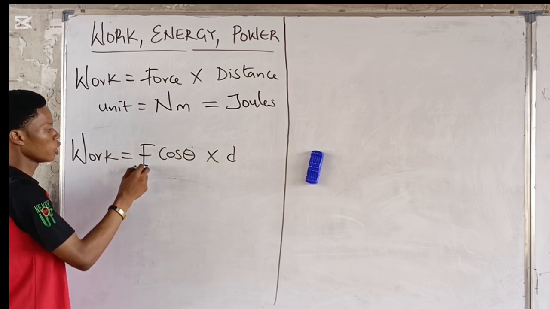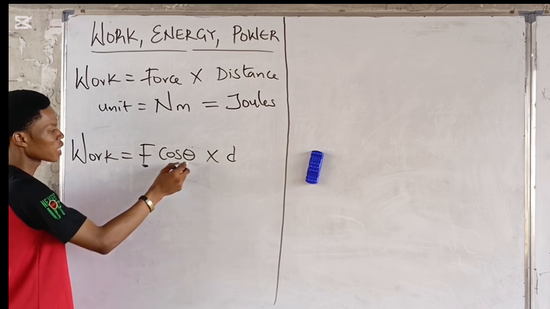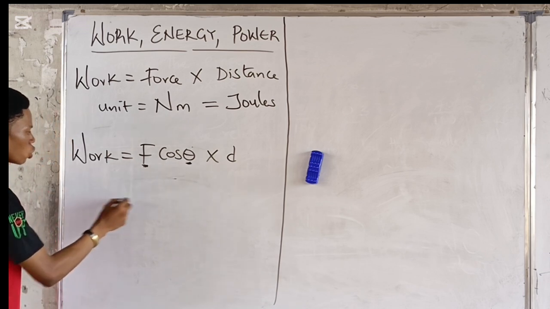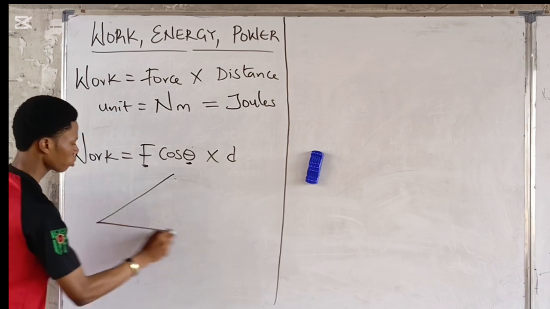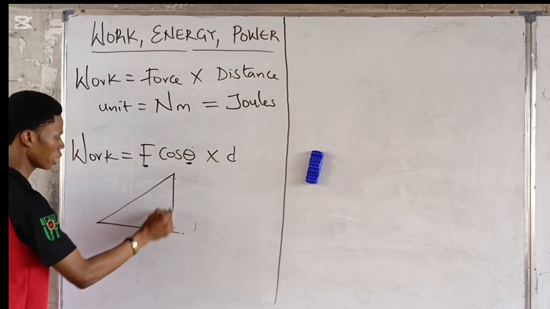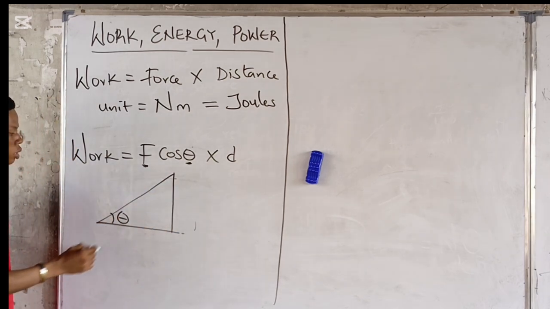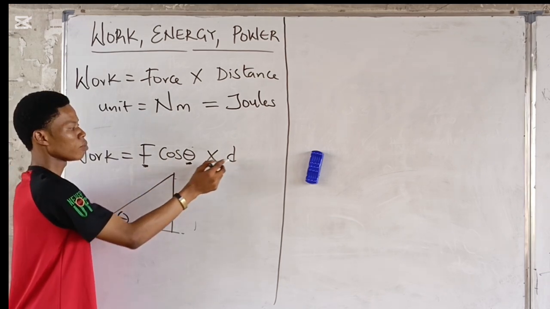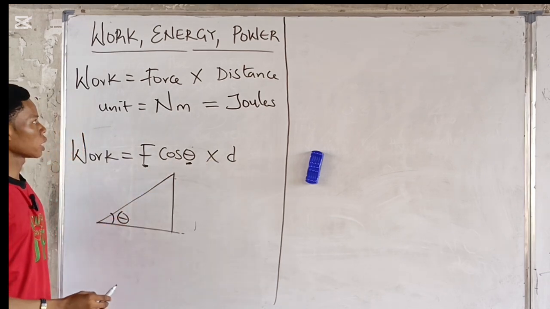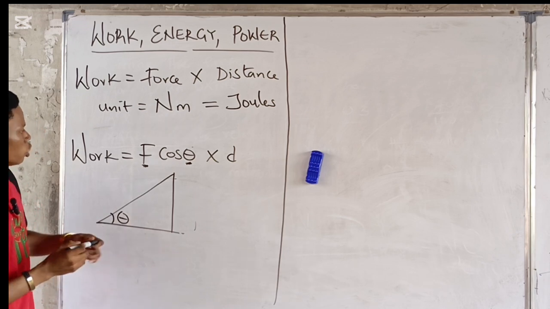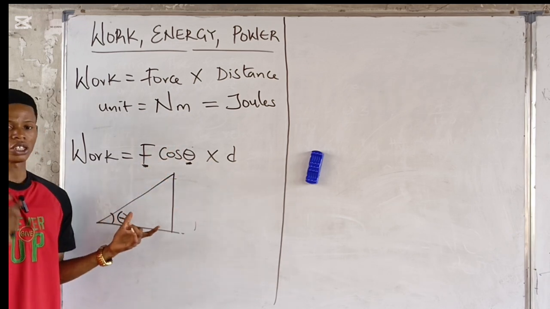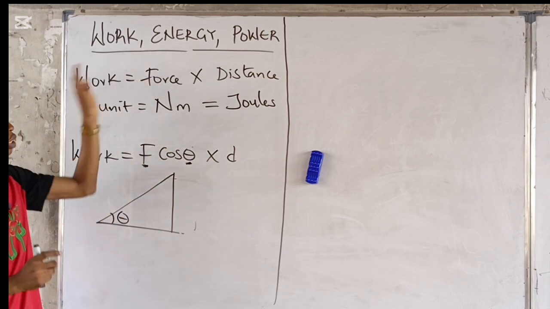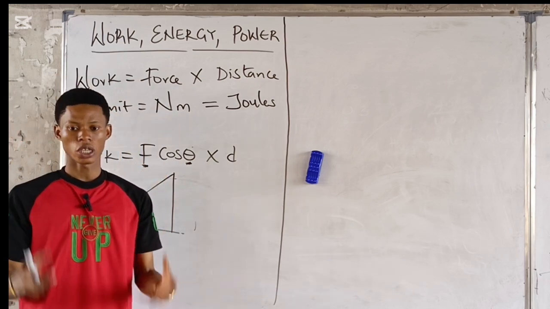F is the applied force. The theta is the angle of inclination. So if you have something like this, this angle of inclination is the theta, and D is still the distance. So you use this formula when there's an inclination, and you use the earlier one when no angle is involved.